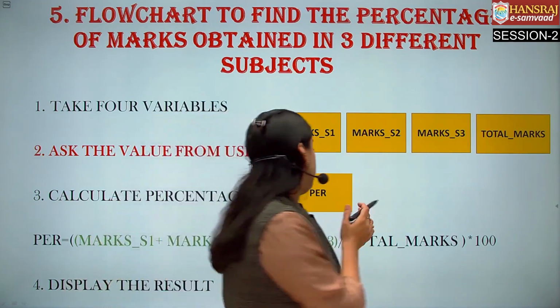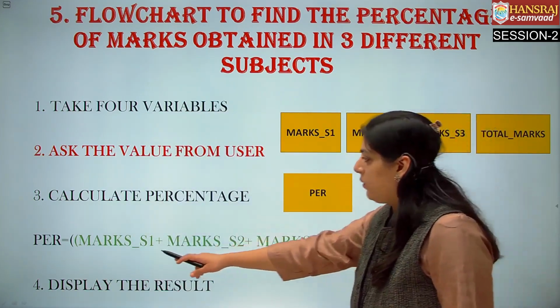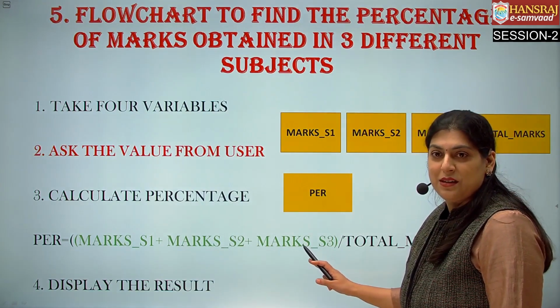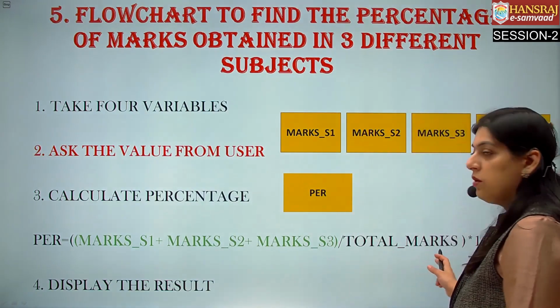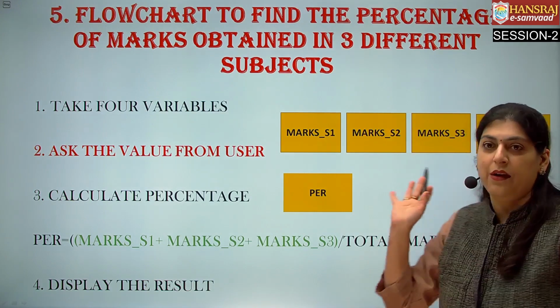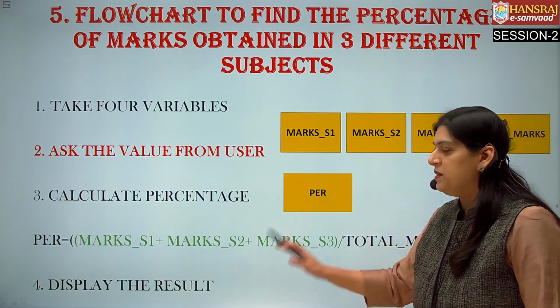Next step, very simple. You need to calculate the percentage. How to calculate that? I am taking the sum of the three subjects' marks, divided by the total marks, 300, and then multiplying it by 100 to make it a percentage. Fine. And then you can display this percentage.